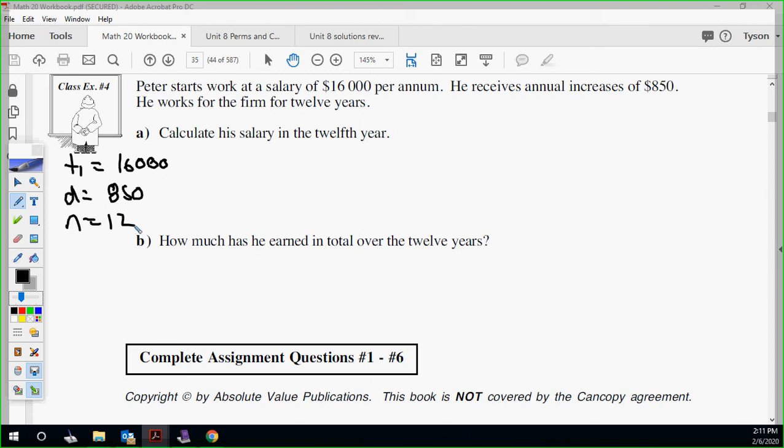Hope Peter's not living in Calgary, right? I won't make it. So we have the salary in the 12th year. Is that a series or a sequence question? Sequence. It's asking for a position. It's not asking for a sum. It's just asking how much you make in year 12. So that's a term: what is T12? 16,000 plus 12 minus 1, so 11 times 850. In his 12th year, he is making $25,350.